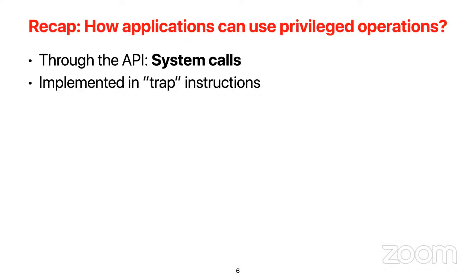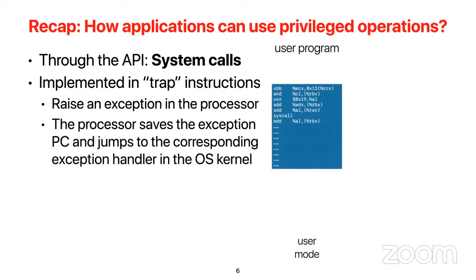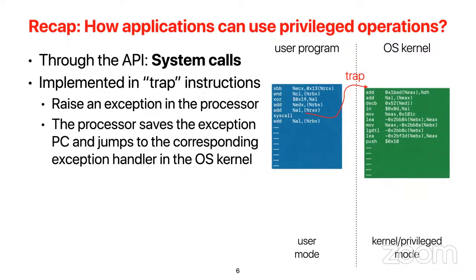If your process is invoking a system call, then it will use trap instructions to raise an exception in the processor, in a way that the processor will save the current PC and jump to the corresponding exception handler in the operating system kernel. And this kernel code will first save some of the register values to memory, then handle your request accordingly, and finally get back to your user program. When you are executing the code on the right-hand side, the green box in our figure, you are in the kernel mode.